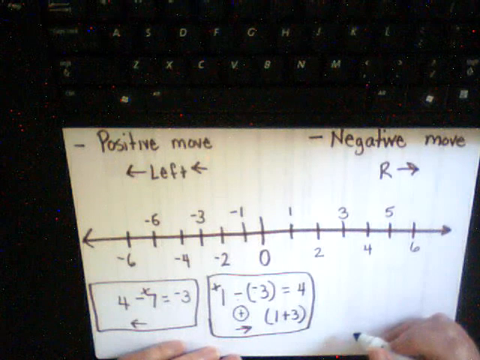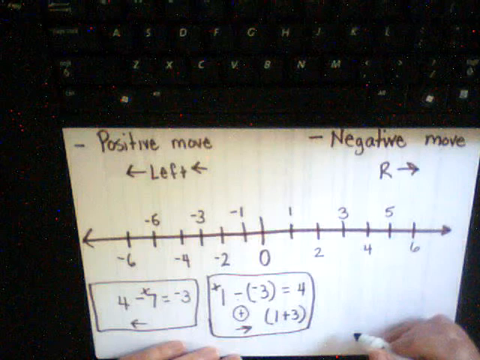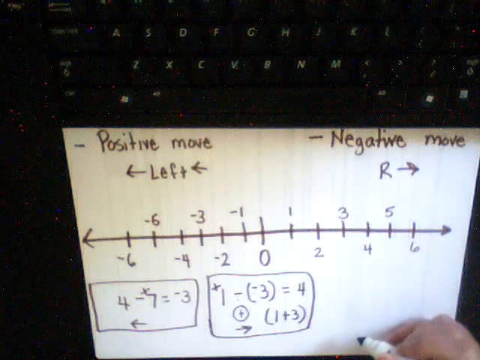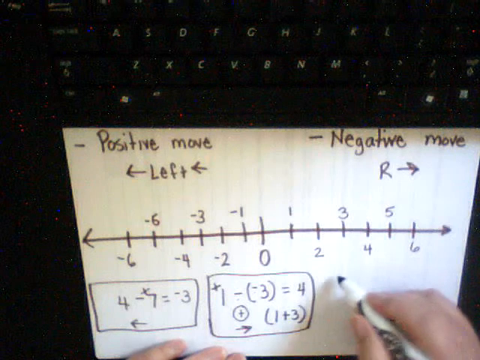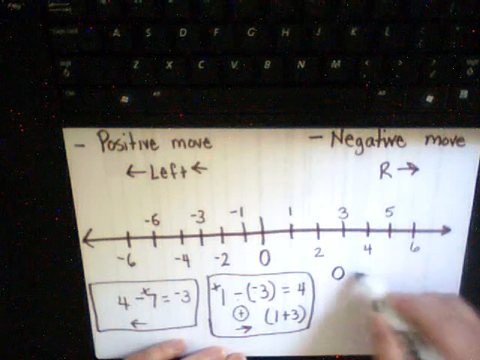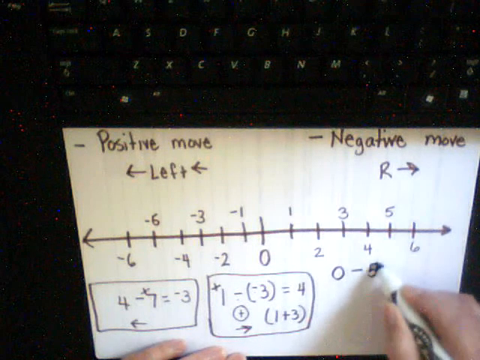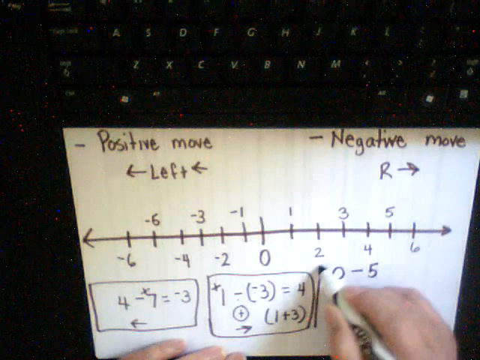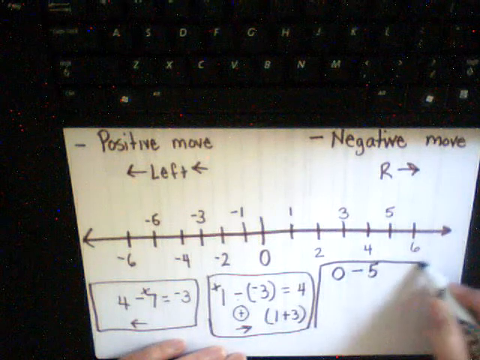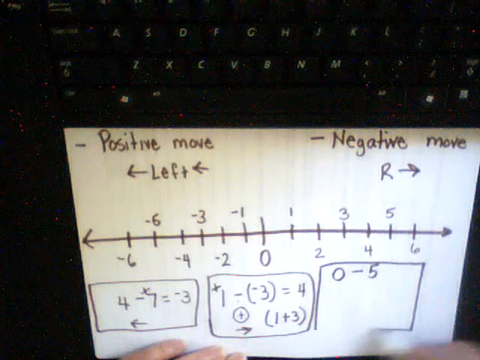Okay, let me throw something at you now. Let's do 0 minus 5. Let me put a little box around this so we don't get it confused with our number line.